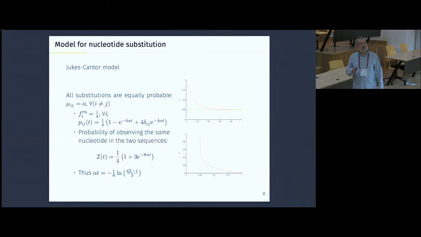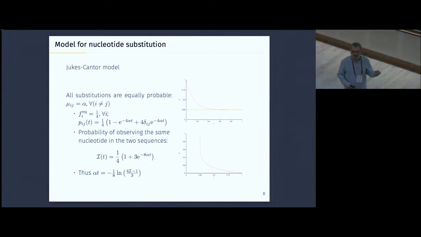So you start, of course, from 1, and then it goes down to 1/4 in a time which is of the order of 1/4 alpha. 4 because of the different nucleotides. So what is the probability of observing the same nucleotide in 2 sequences? This is the probability that there are two contributions. One contribution is that the nucleotide simply did not change. And the other is the probability that the nucleotide changed into something else and then came back an even number of times.